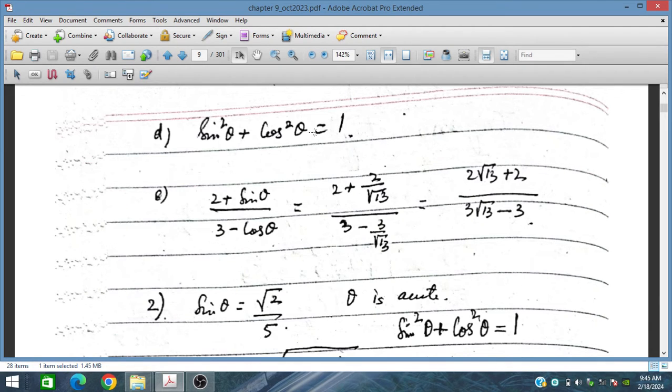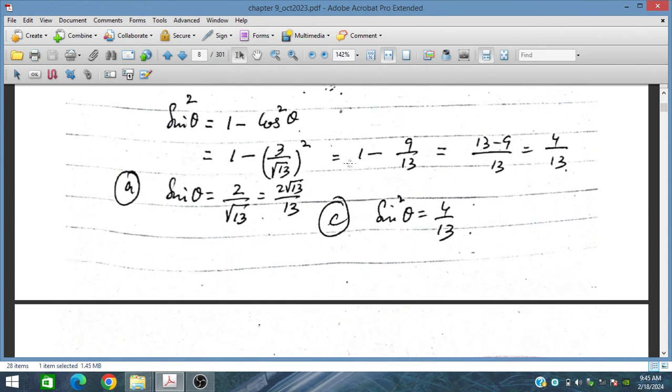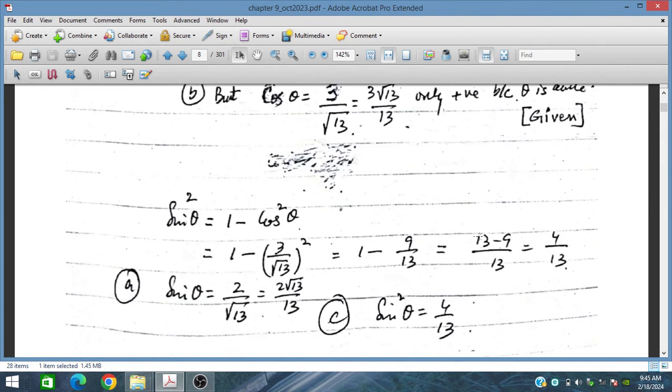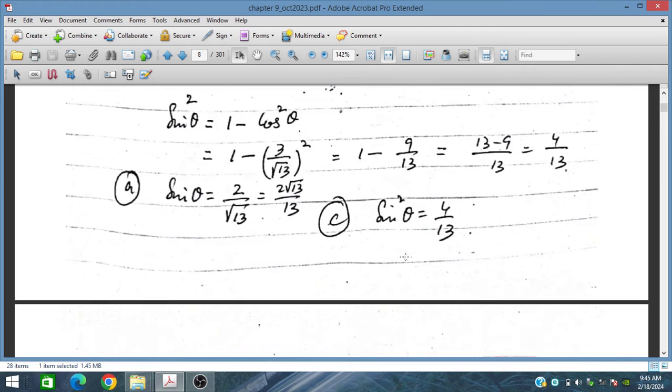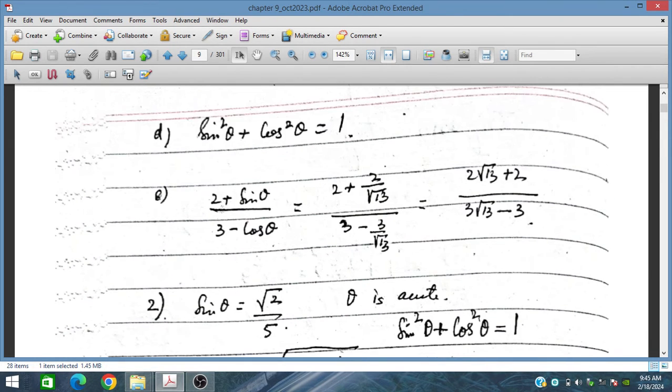Sine square theta plus cos square theta is already 1. It's solved. So we have placed sine square theta as 4 upon 13 and cos square theta as 9 upon 13. 4 upon 13 plus 9 upon 13 is always 1. Similarly, for this value, 2 plus sine theta and 3 minus cos theta, we place the values and simplify it.